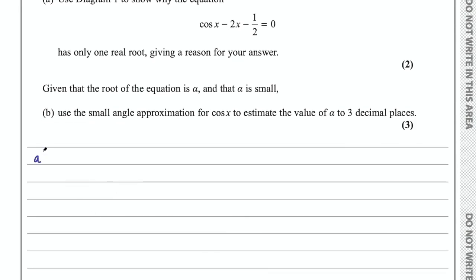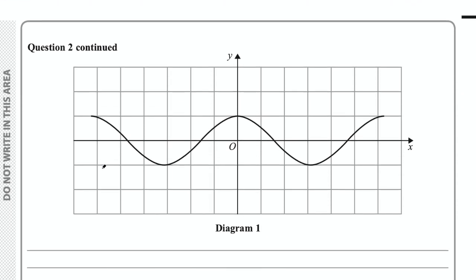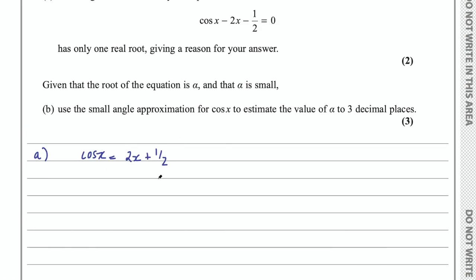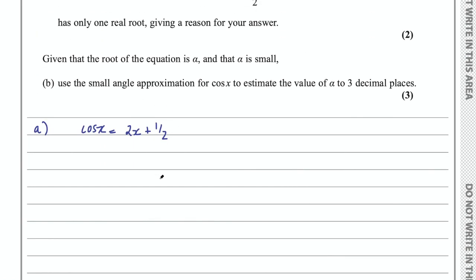For A, I'm going to rewrite this equation as cosine of x equal to 2x plus a half. So I've added that 2x and that negative half onto the right hand side. So now I have the cosine graph equal to a straight line graph. Hopefully you can see where this is going. On this diagram then, I can draw in 2x plus a half, and where they intersect will be the solution to this equation.